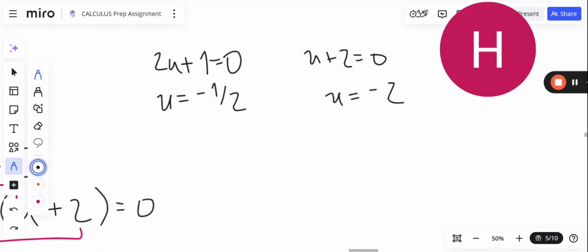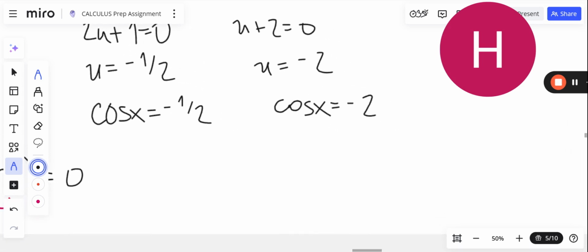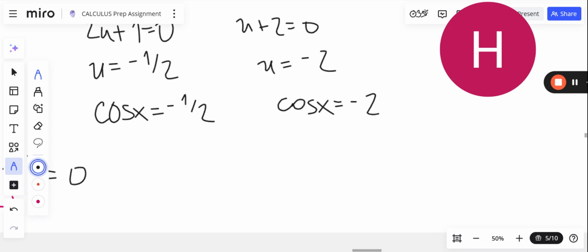Small diversion. Now let's replace things back, because this does not just mean u is equal to negative 1/2. This means cosine is equal to negative 1/2. And this means cosine is equal to negative 2. Now one of these equations should strike you as unacceptable.